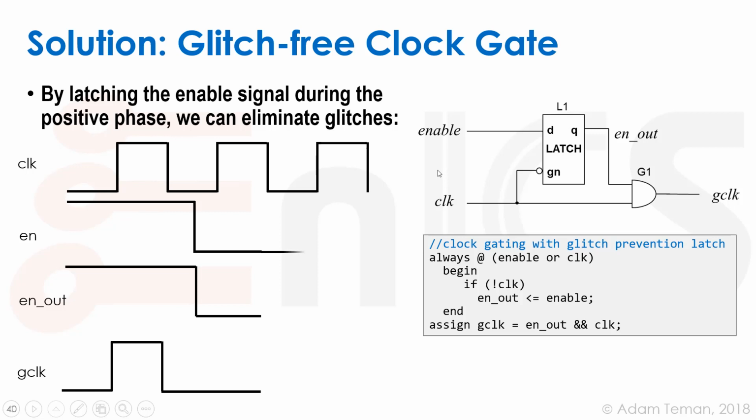So what happens if we have our glitch on the high phase of the clock over here? Well, at that time, our latch is actually opaque, and the D will not be passed over to the enable out. Enable out will stay stable at 0, and our gated clock signal will stay stable at 0. So this solves our problem, and this is the type of clock gate, either using an integrated single standard cell, or by writing our RTL in this way, that we get this type of structure.